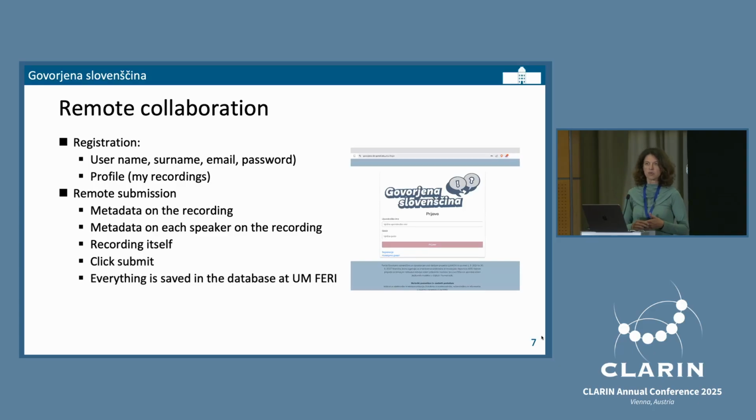So this is a simple platform where people input all the metadata on the recording, the demanded metadata on each speaker on the recording. They upload the recording, click submit, and this is more or less everything, and it's saved at our university. And then there's also a contact email where participants can send a test recording, for example, or use it for communication with us.